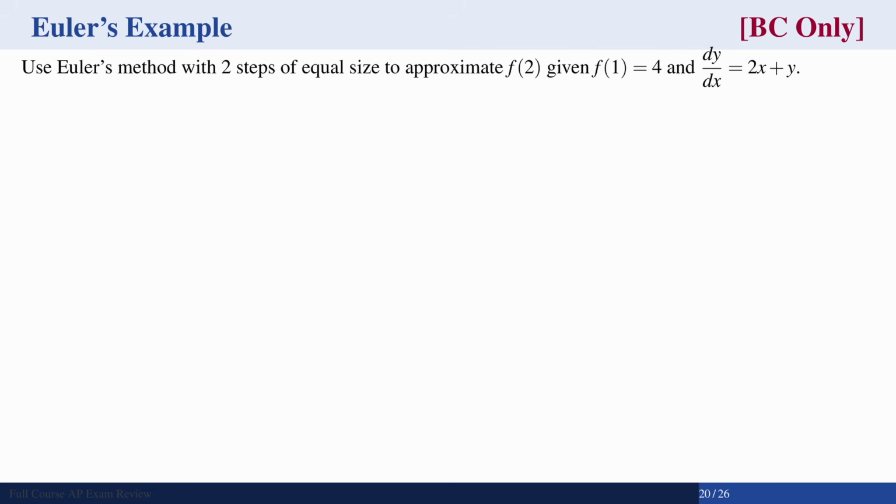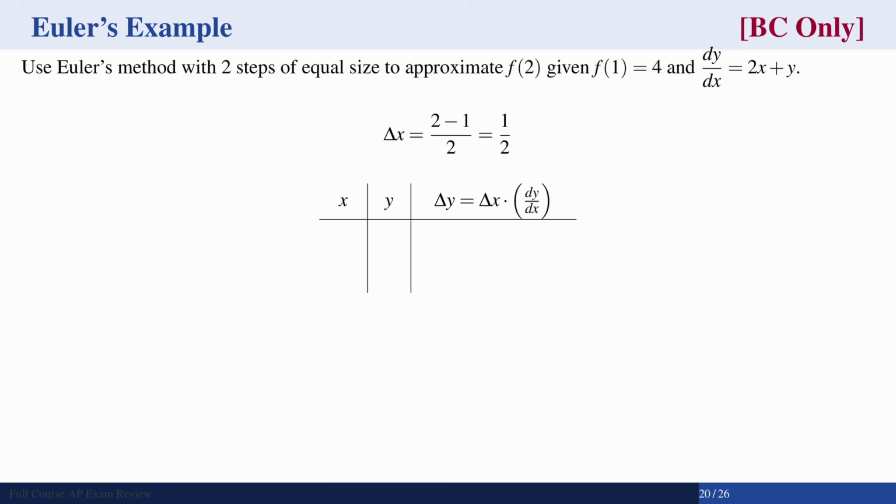Euler's method, 2 steps of equal size to approximate f of 2, given that f of 1 is 4 and dy dx is 2x plus y. Step 1, we need to get from 1 to 2 in 2 equal steps. So that's 2 minus 1 divided by 2. Delta x is 1/2, and we're going to not forget to use it. We set up our table. The first thing you do is you put 1, 4 in the table, right?